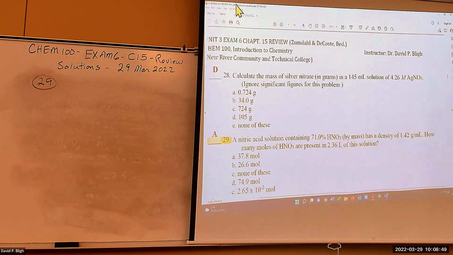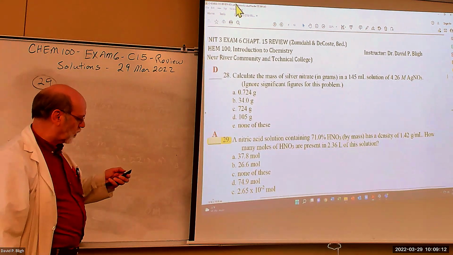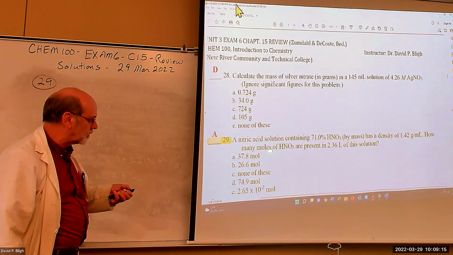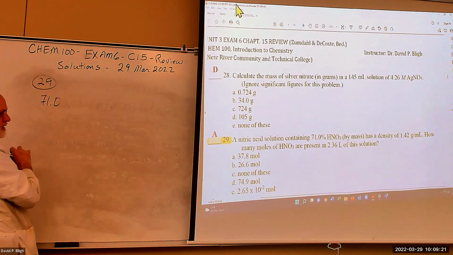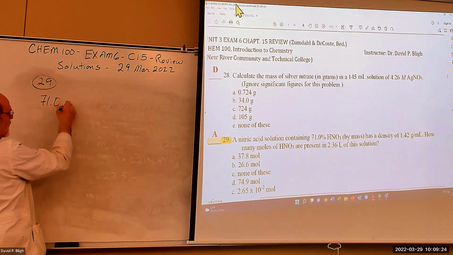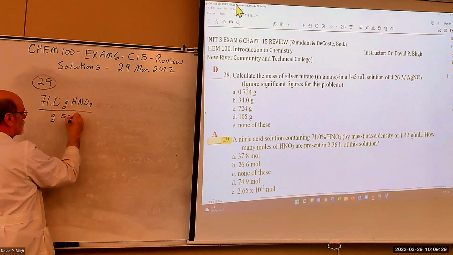Nitric acid solution containing 71% HNO3 by mass has a density of 1.42 grams per milliliter. How many moles of HNO3 are present in 2.36 liters of this solution? Okay, this looks to me like a unit conversion. You've got 71% HNO3, and you're looking for number of moles. 71.0, what does that percent mean? That means grams of HNO3 per grams of solution.